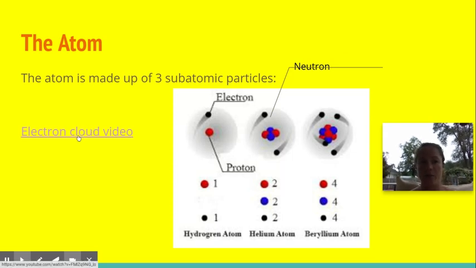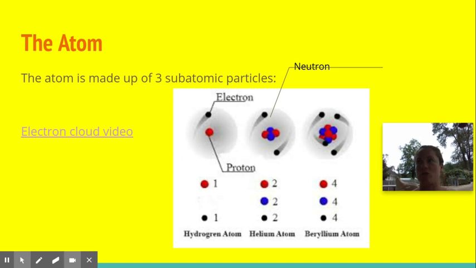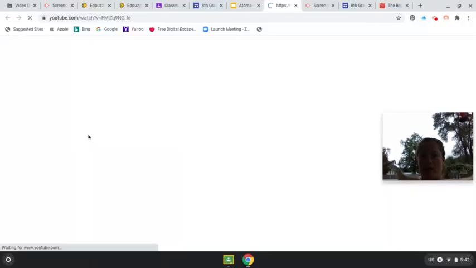And I want to show you a picture because it's really hard to draw a picture of an atom because electrons are actually moving so fast around the nucleus of the atom that you can't even see them. There's no one particular place that they're ever in at any time. They're just moving super fast. So here's a picture of what the electron cloud looks like.